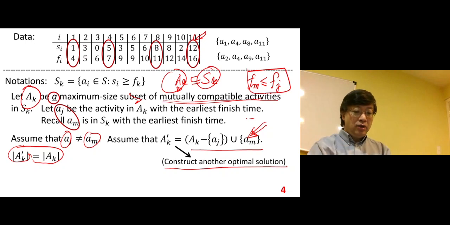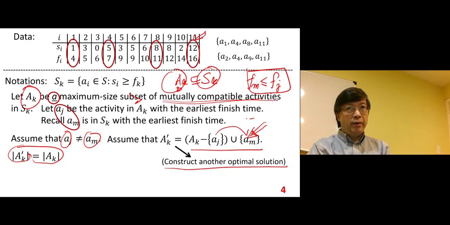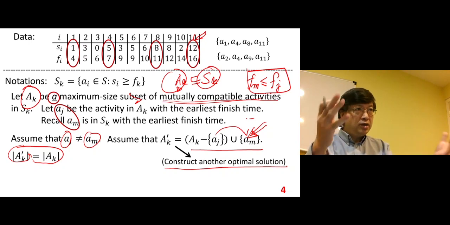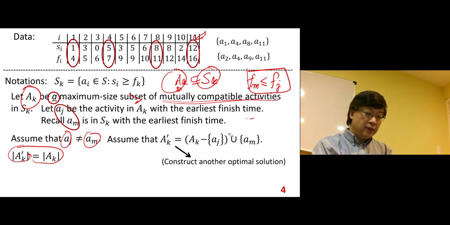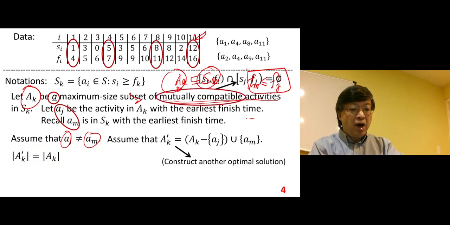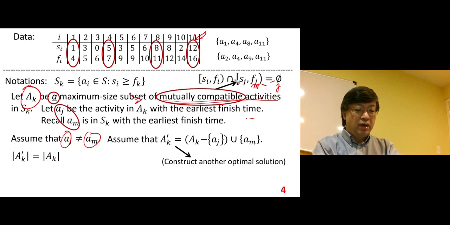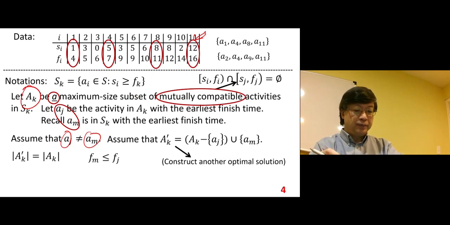You replace one activity by another activity. So that's why they have the same number of elements or activities inside those subsets. All right. That's the easy to see part. Then the mutually compatible condition. Now, next, we want to look at the mutually compatibility property. So how to see that?